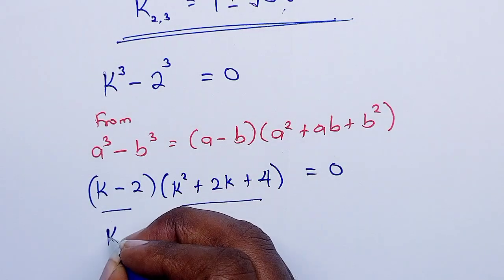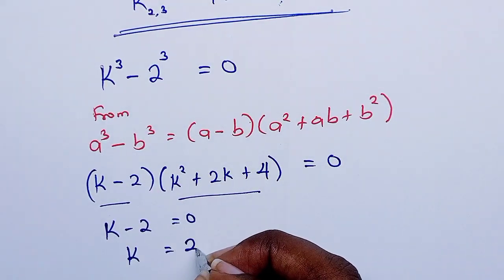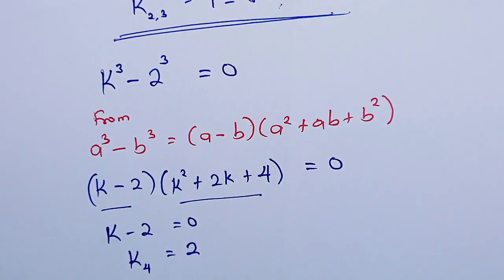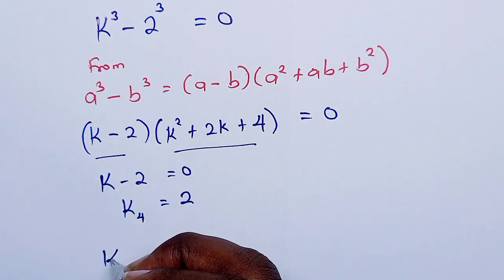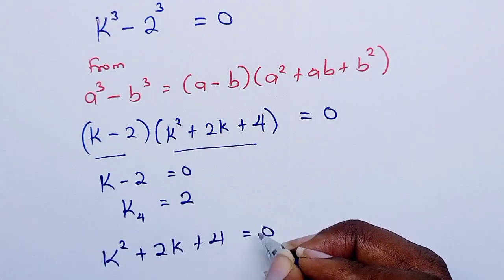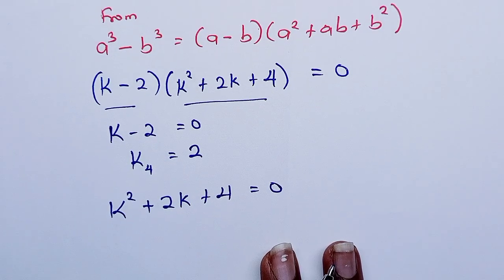So for this one, k minus 2 is equal to 0. k will be equal to 2. Now here, this was k2 and k3, so this is k4 equal to 2. So for this second one, k squared plus 2k plus 4 is equal to 0. As you realize, it's a quadratic equation which you can solve using the quadratic formula.